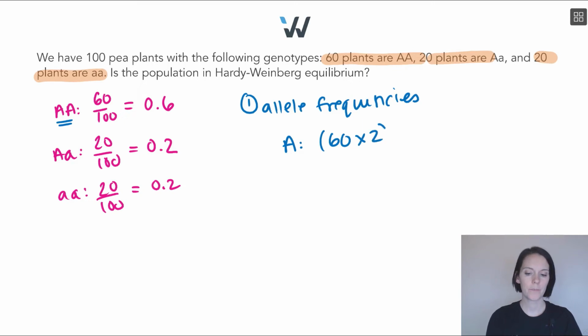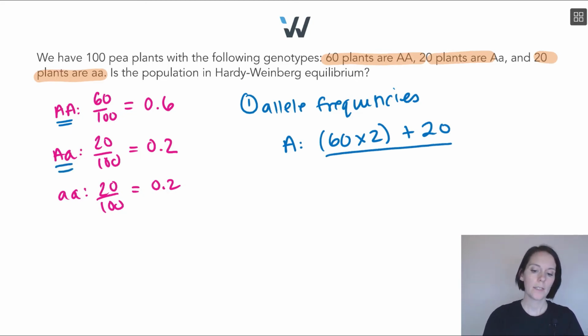So for our big A allele, we have 60 individuals right here who all have 2 big A's, plus 20 individuals right here who each have 1 big A, divided by a total population of 100, and each of these 100 individuals have 2 alleles total. And so that should give us an allele frequency of 0.7.